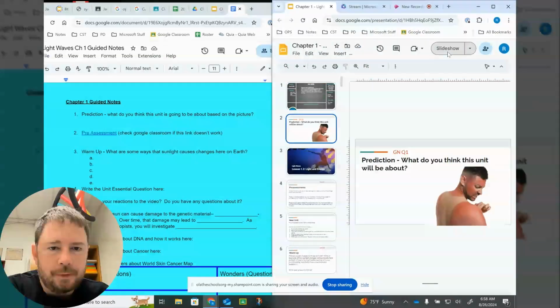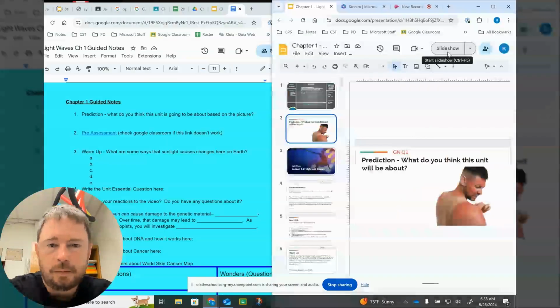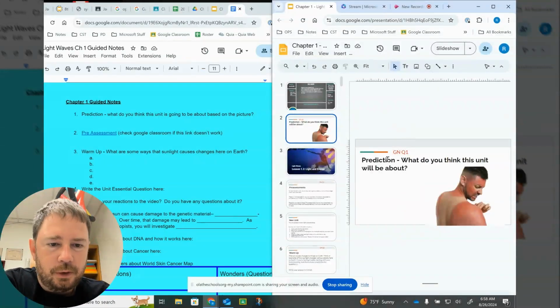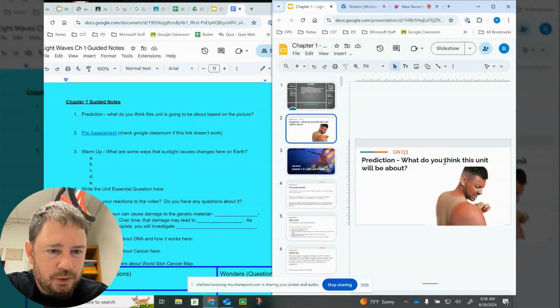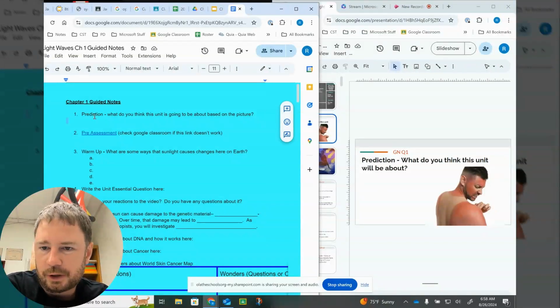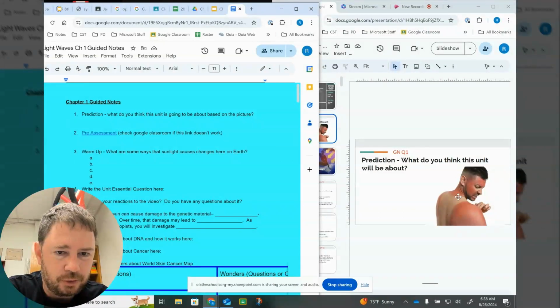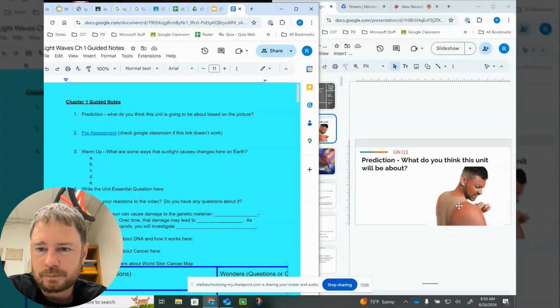Okay, here we have the start of a new unit. The first thing that I want you to do is look here at this picture and make a prediction. What do you think this unit will be about? This is question one in your notes. So over here, write in your prediction. What do you think this unit is going to be about based on this picture right here? So pause and answer the question.